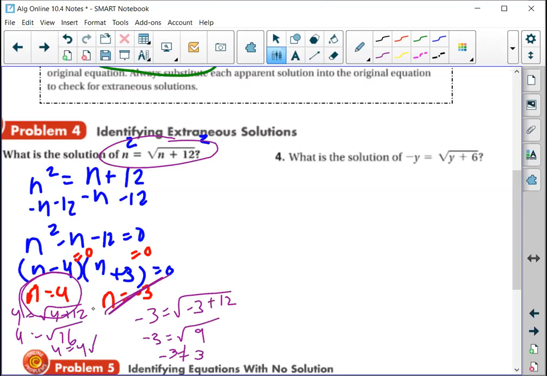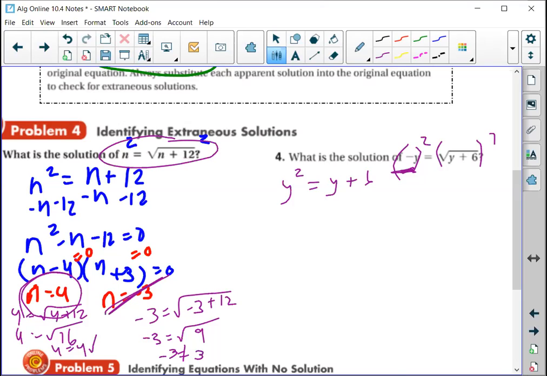For the next problem here, we're going to do the same type of thing. We have the square root by itself to begin. So we're going to square each side. Now that negative y squared is actually going to become a positive y squared, because remember, anytime you square a negative, it becomes a positive. That's going to be equal to, on the right side, the radical just goes away, and we have y plus 6.